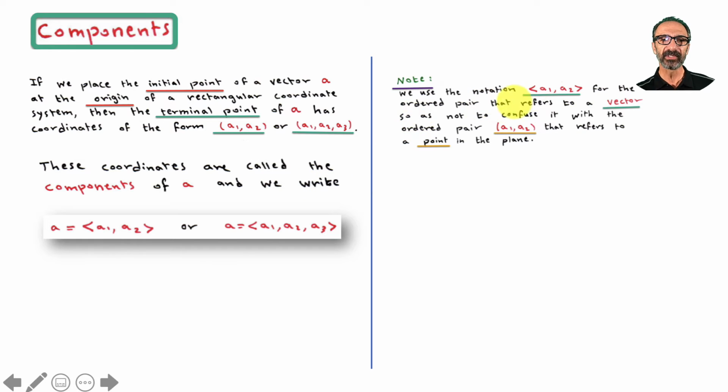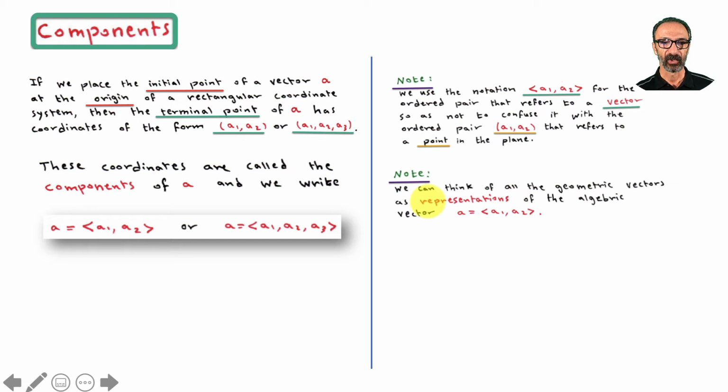Note, we use the notation with less than and greater than for the ordered pair that refers to the vector. You see I'm underlining both with green to tell you that this is a vector, so as not to confuse it with the ordered pair in parentheses, A1, A2. This is the point that we're looking at when we graph, thinking that this is a tip point from the origin, which is the start point or the tail. Alright, the one here on the line in yellow, this is referred to as a vector. Note, we can think of all of the geometric vectors as representations of the algebraic vector A1, A2.